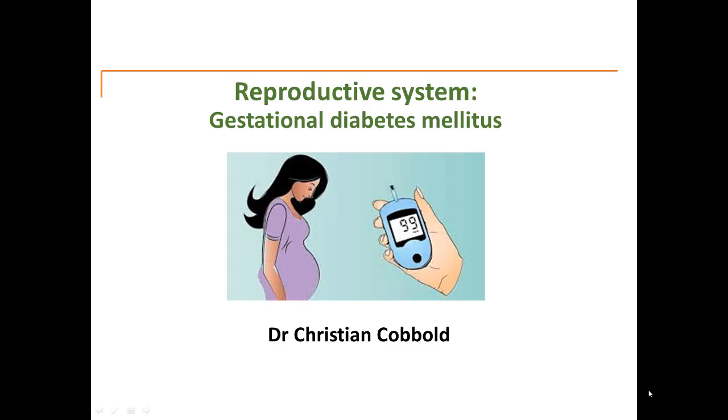In this session on the reproductive system, we're going to look at gestational diabetes mellitus. Gestational diabetes mellitus is really type 2 diabetes mellitus during pregnancy, but it also tends to resolve after giving birth. Of course it does, because the gestation has ended. But it does make individuals more susceptible to type 2 diabetes mellitus, for example.